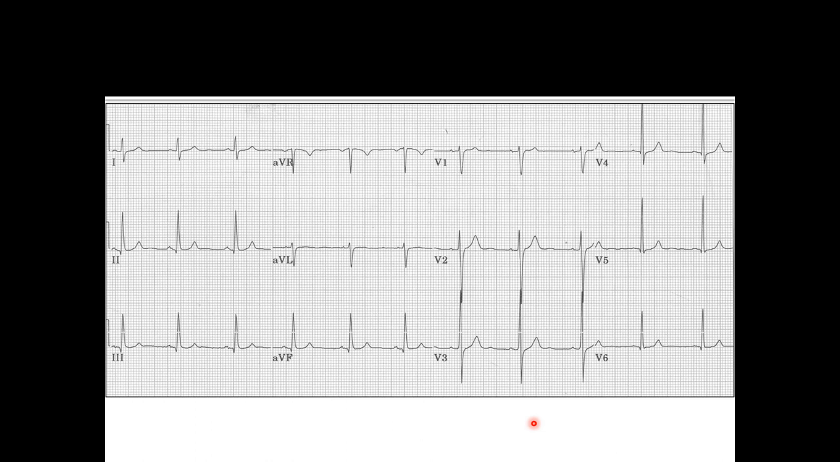So this is an activity for you. Calculate the number of large boxes between these 2 R waves. Let's see, 1, 2, 3, 4 and 5. So these are the 5 boxes. Divide 300 by 5. So the answer will be 60. So 60 is your heart rate for this ECG.